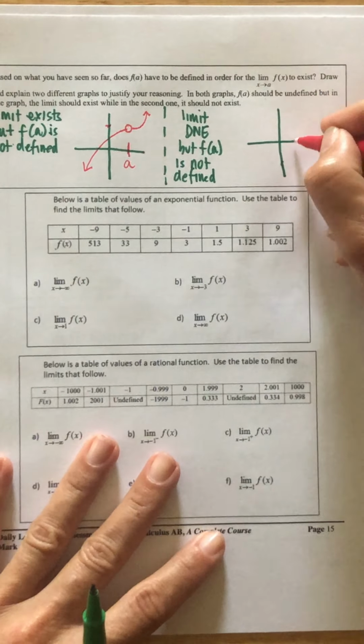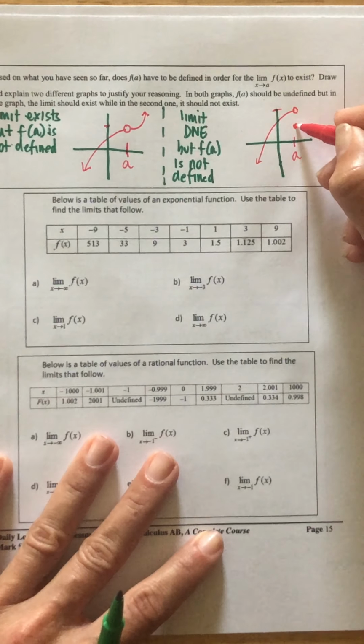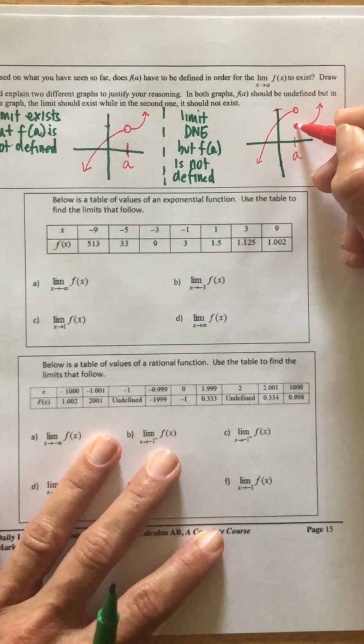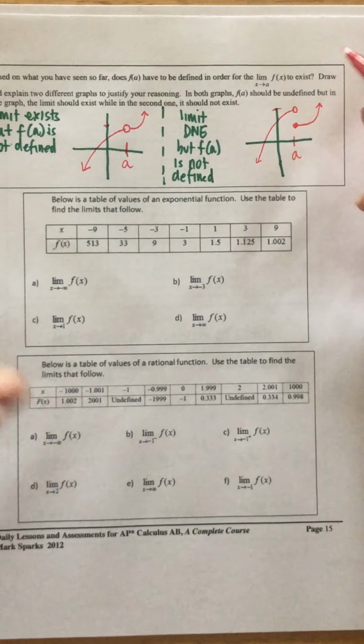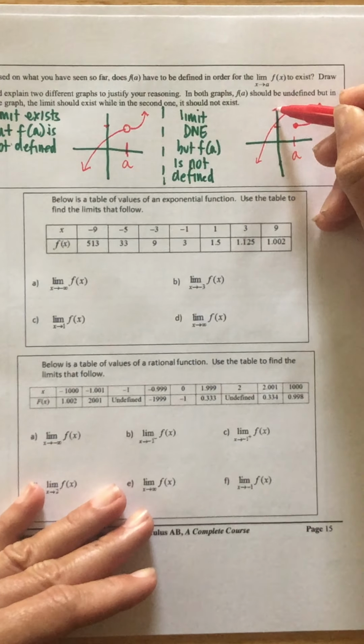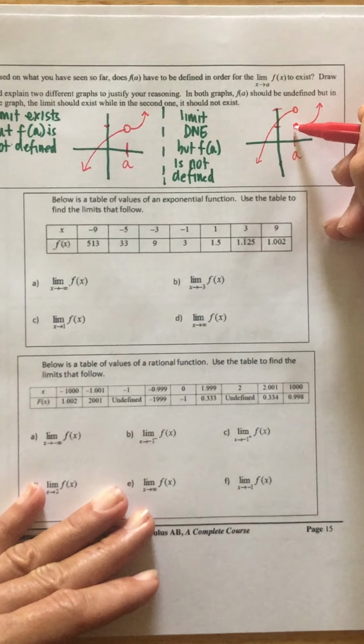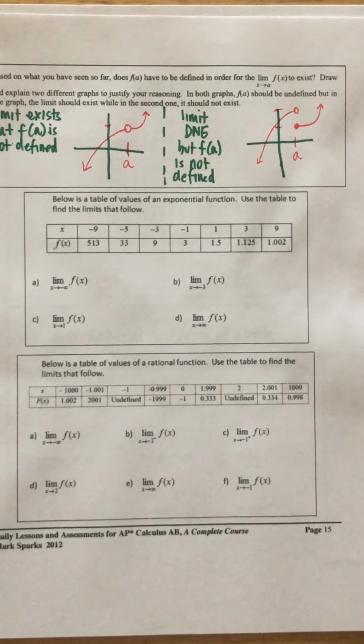So let's say coming in from the left, I'm here at this y value. And then I jump and I go like this. So coming in from the right, I'm going here. All right, so they are not headed to the same place. Say this was 1, this was 2. So from the left, it would be going to 2. From the right, it would be going to 1. 2 is not equal to 1. Therefore, your limit does not exist.